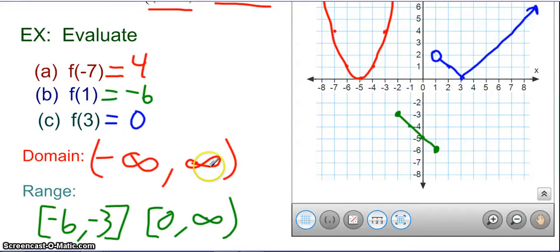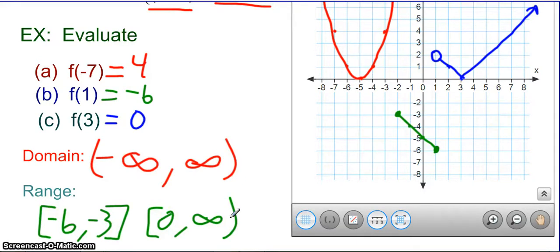Okay, hopefully you got that the domain is all real numbers, or negative infinity to infinity, and the range is negative 6 to negative 3, including negative 6 and negative 3, and then 0 to infinity, including the 0, and then not including the infinity because that's not an actual number that we can attain.